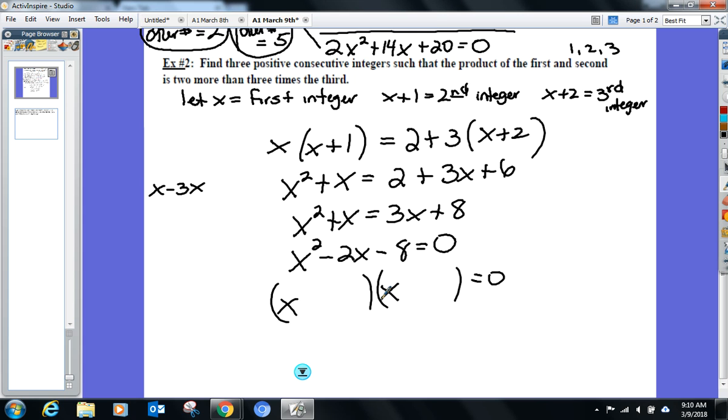Did you find those numbers? Yep, they multiply to -8. How'd you get them to add to -2? -4, +2. Yep, they add to -2 and multiply to -8. You're on a roll.